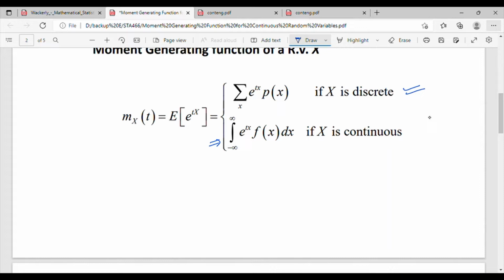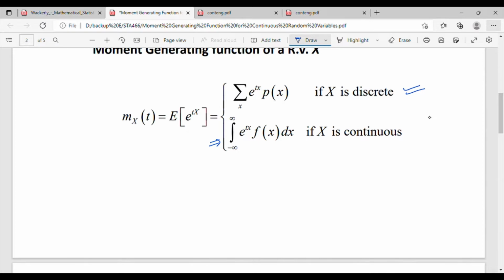Alright, so to find the expected of e power of tX, we need to multiply the function f(x) dengan e power of tX. Okay, barulah you kena integrate this multiplication of e^(tx) dengan f(x) with respect to dx. Okay, integrate terhadap x after you multiply f(x) dengan e^(tx). Integrate terhadap x from where to where? So kat sini dia letak from negative infinity to infinity.